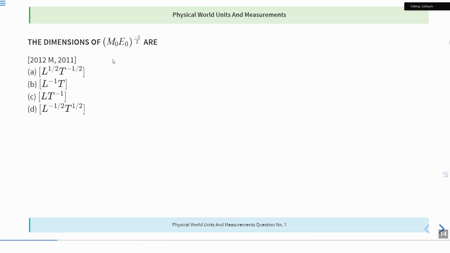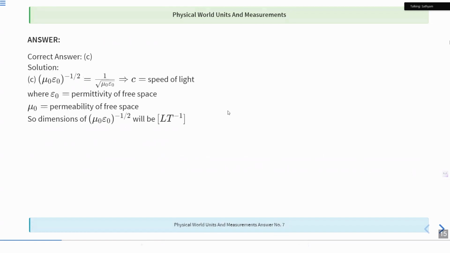Dimensions of mu naught epsilon naught to the power minus 1 by 2. Okay, so what is mu naught epsilon naught? This is permeability of free space, right? Okay.